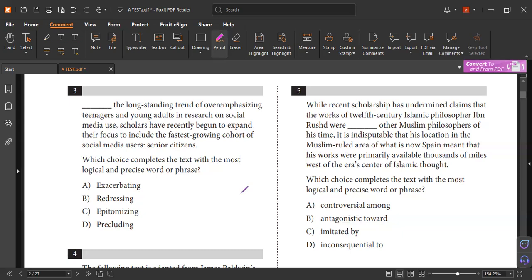I think C. What supports C? So first of all, he's talking about how currently they are only focusing on the fact that teenagers are the ones who use social media the most, but they are expanding their study to senior citizens.